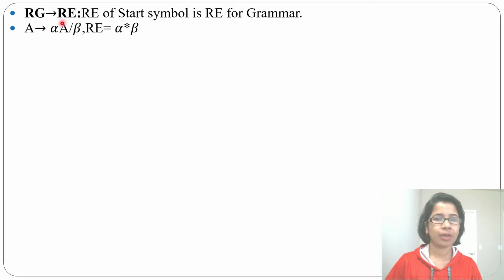If A tends to alpha A or beta, here A is a variable, alpha and beta are terminals, then the regular expression will be alpha Kleene closure beta. This is a right linear grammar.